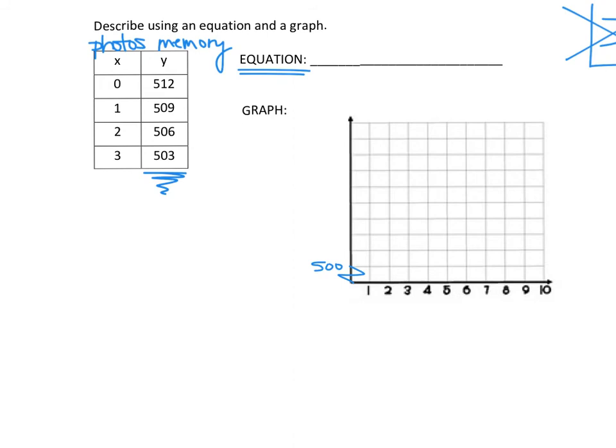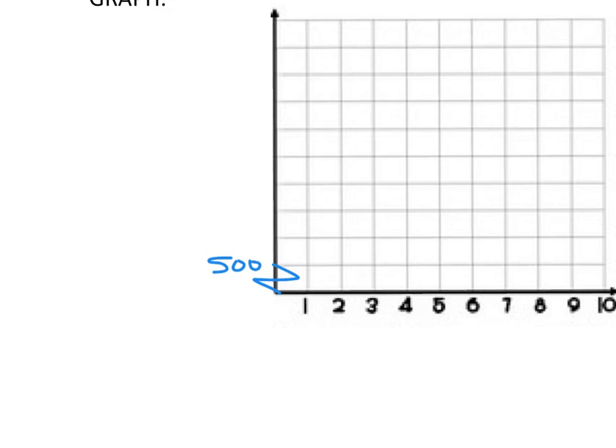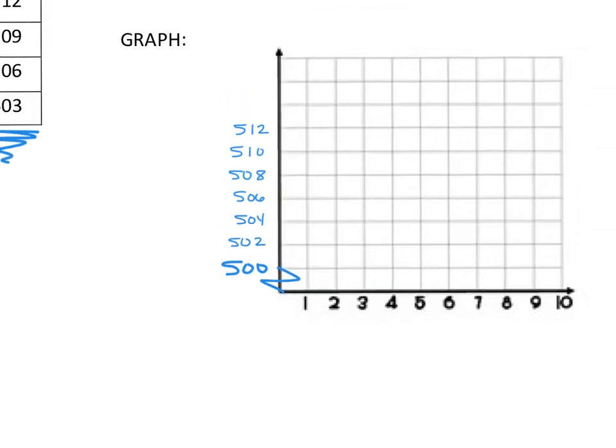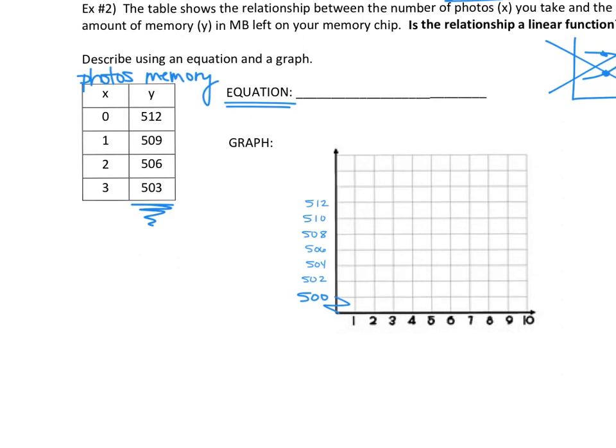So I would go 500, 502, 504, 506, 508, 510, oops, 512, and I think that's as high as we need to go, right? Can you tell me the variable that's going to go down here?